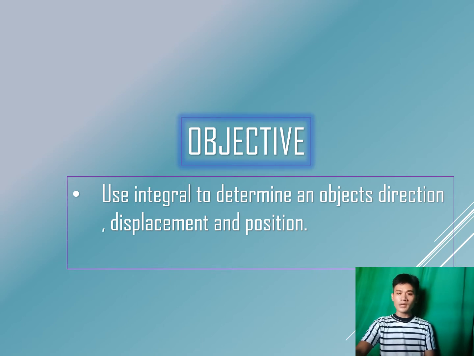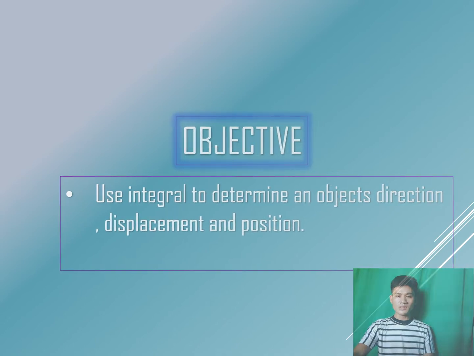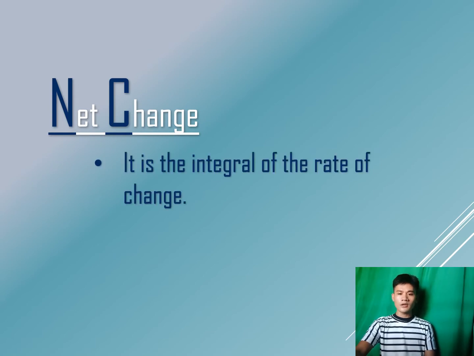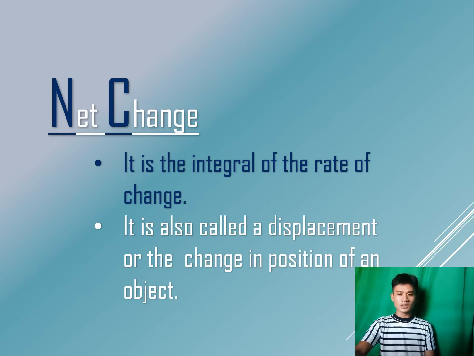But before we dig into presenting some examples, let us define the terms net change and the following terms as well. Net change is the integral of the rate of change. It is also called the displacement, or the change in position of an object.